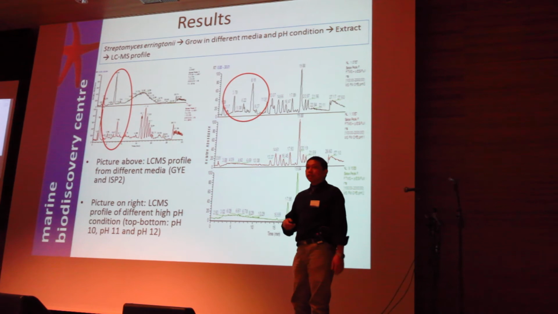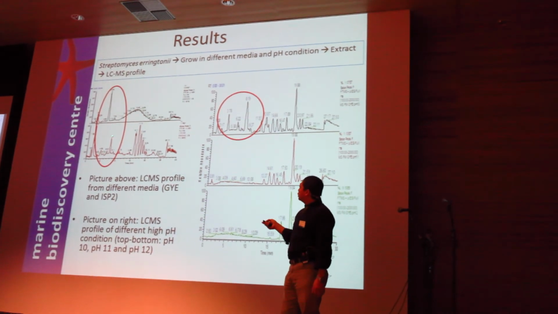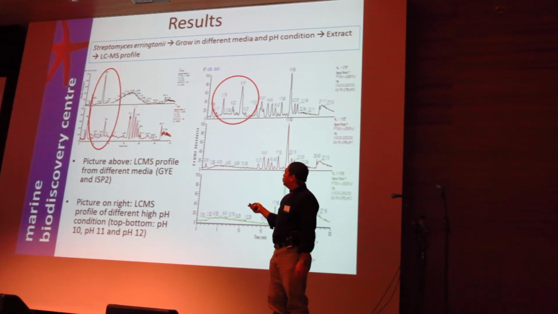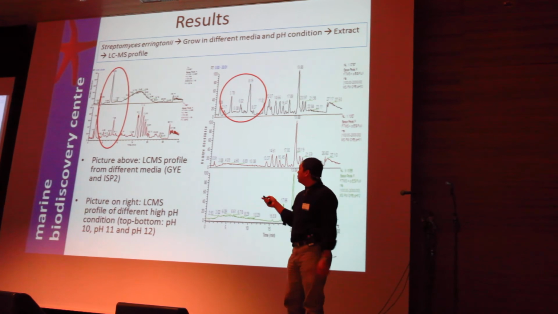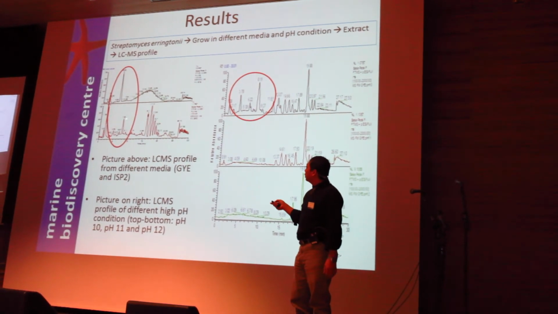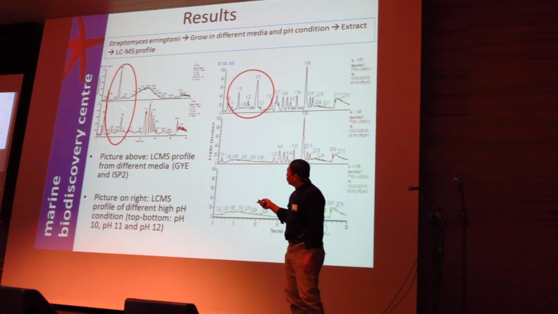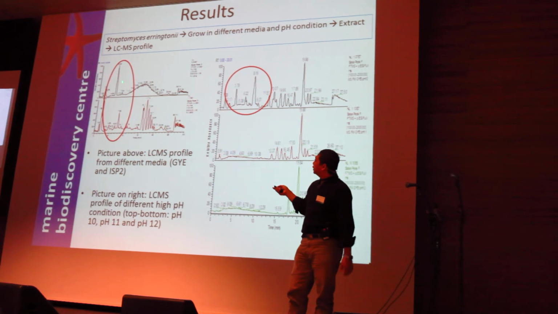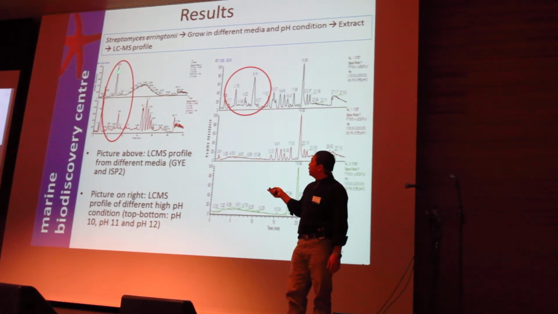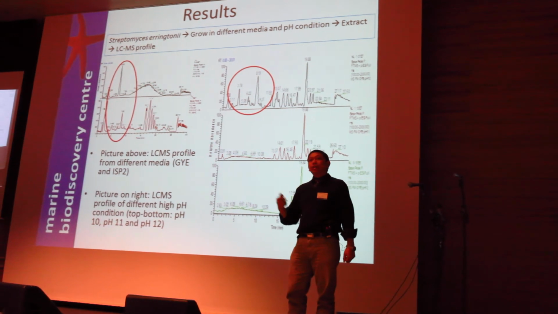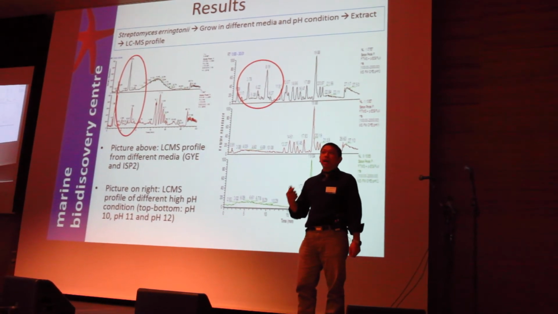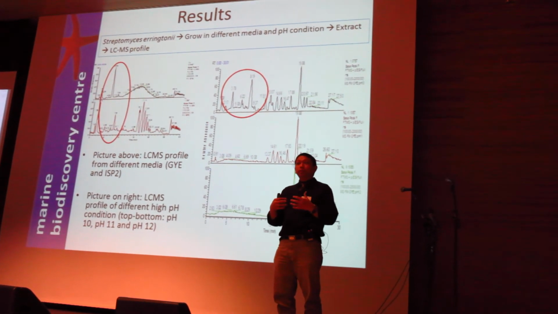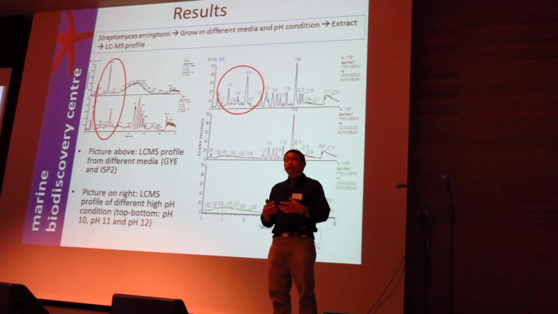And this is my result. Here there are different media. I'm using GYE and ISP2, and you see there's a retention time of 7.24, and this is 7.22. They have the same compound, but the difference is they have one big peak here in glucose yeast media, which I cannot find in ISP2. So it means if we're using different media, the OSMAC approach can be implemented.